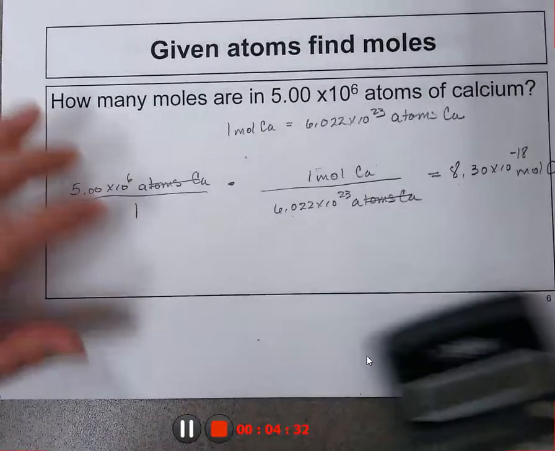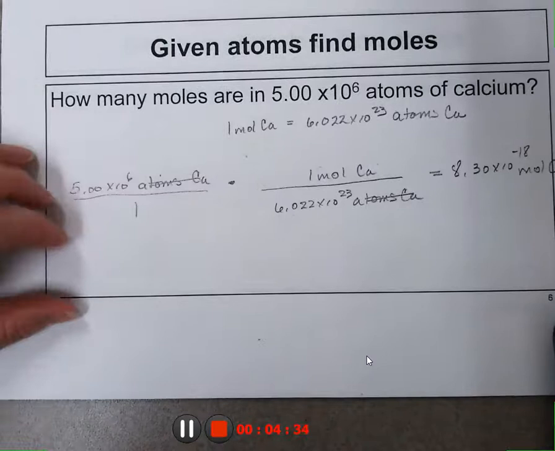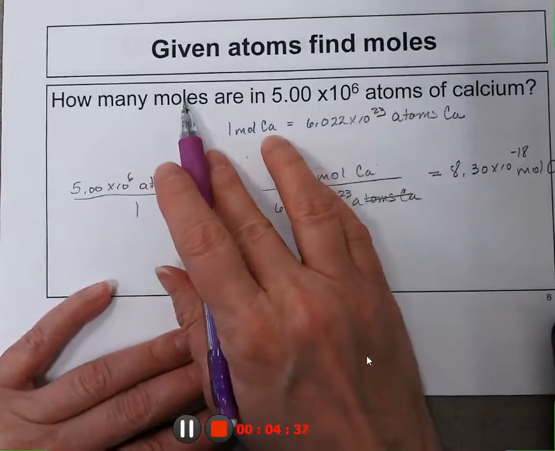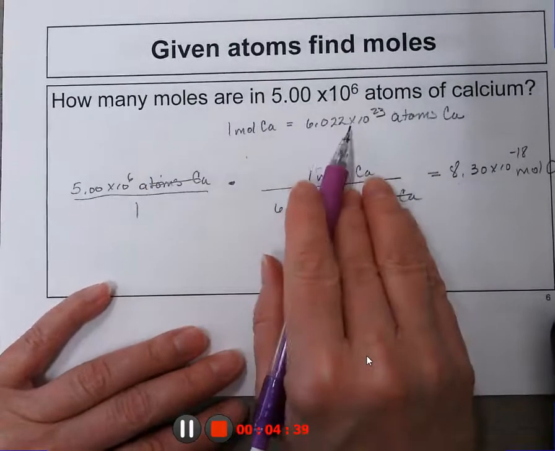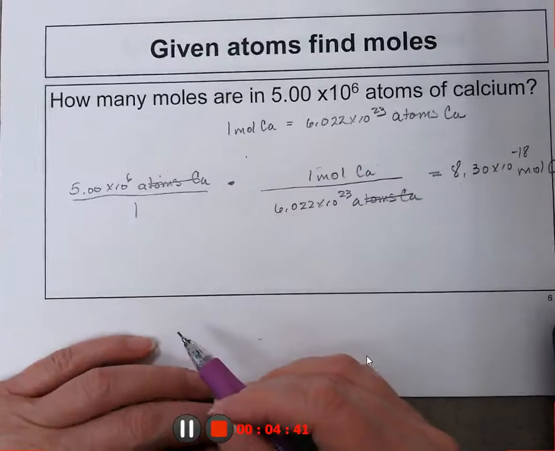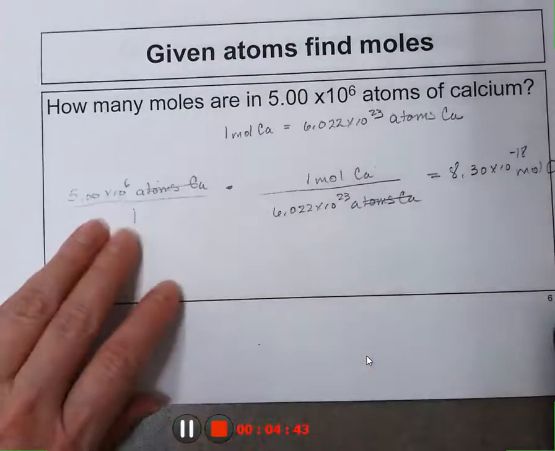Okay, this could be set up as a proportion. You would just take X moles over atoms equals moles over atoms, then cross multiply and divide. You'd get the same answer. Okay, so let's try the next example.